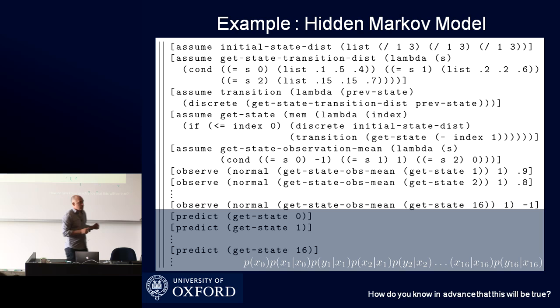So how do you know that there's an exact correspondence between the sequence, every single execution path of this program results in a sequence of conditional distributions that is exactly the same as an HMM? Is that because of memoization? So the question is, is that because of memoization of the state?